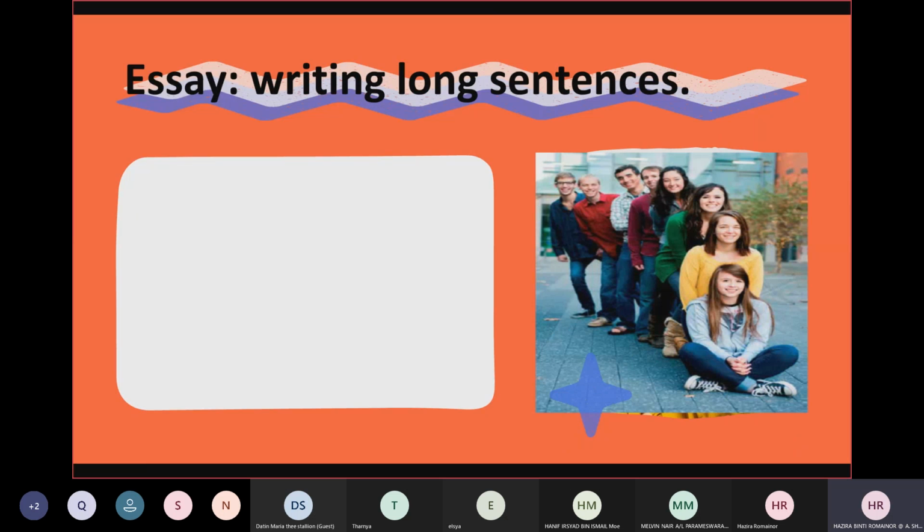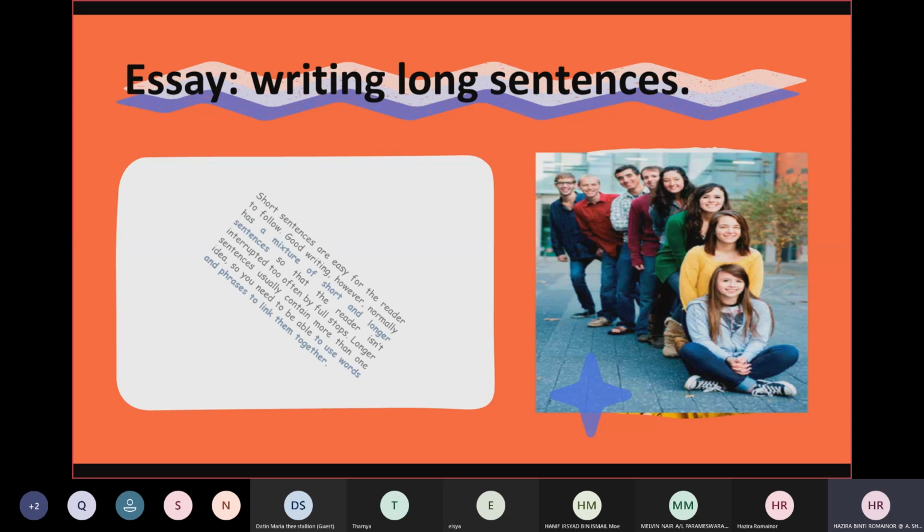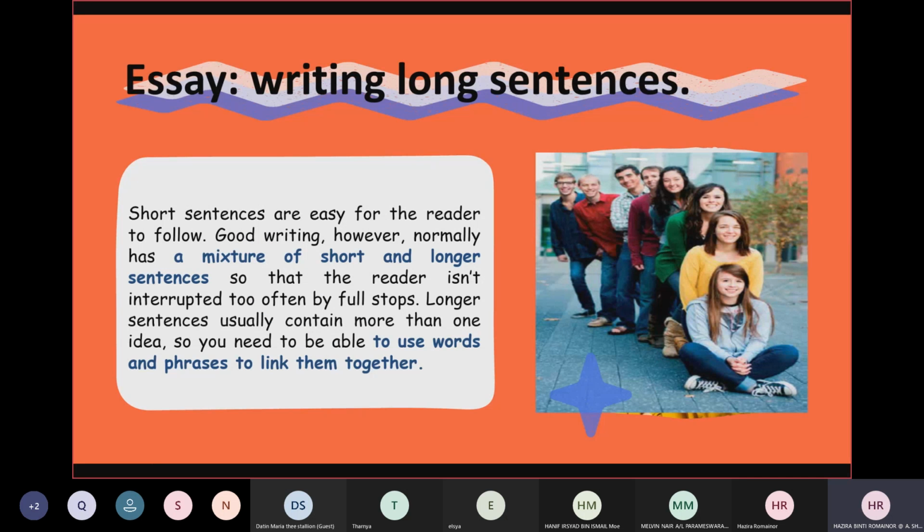So as you can see from the textbook there, page 130, this is for essay, writing long sentences. Okay, writing long sentences, menulis ayat yang panjang. Essay is in your paper 2, part 2. So the notes there are all about short sentences being easy for the reader to follow. Good writing, however, normally has a mixture of short and longer sentences so that the reader isn't interrupted too often by full stops. Longer sentences usually contain more than one idea, so you need to be able to use words and phrases to link them together.